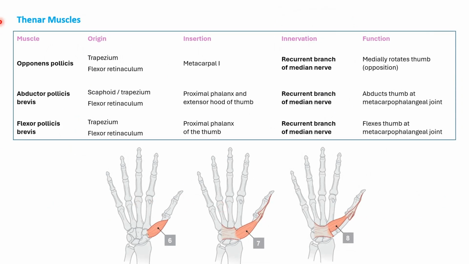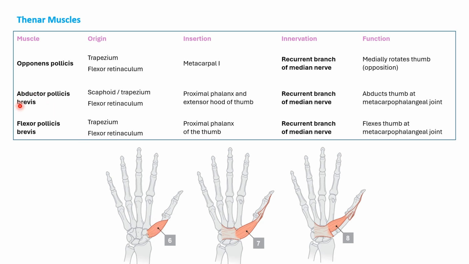Okay, now we expand thenar muscles. All thenar muscles are innervated by a common nerve, the recurrent branch of the median nerve. First one is opponens pollicis, originating from the trapezium and flexor retinaculum and inserting to the first metacarpal. Innervated by the recurrent branch of the median nerve, function is opposition of thumb or medial rotation of thumb.